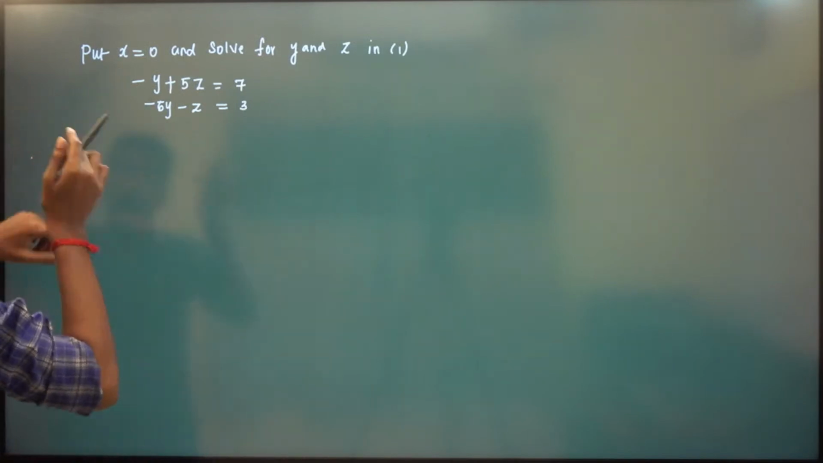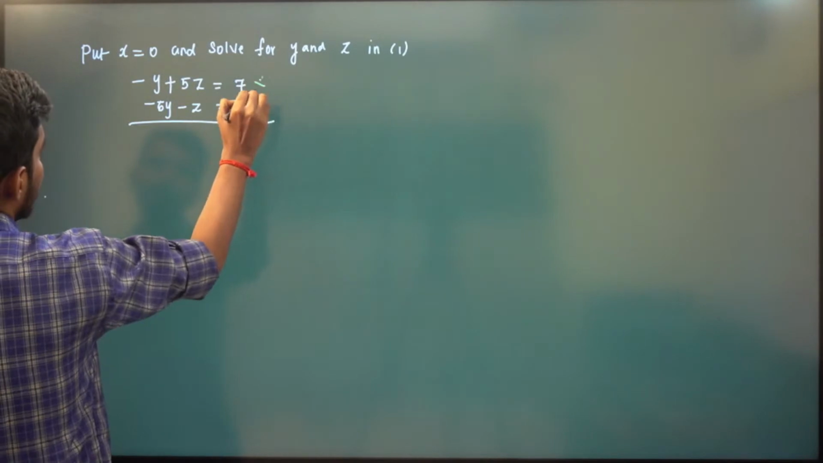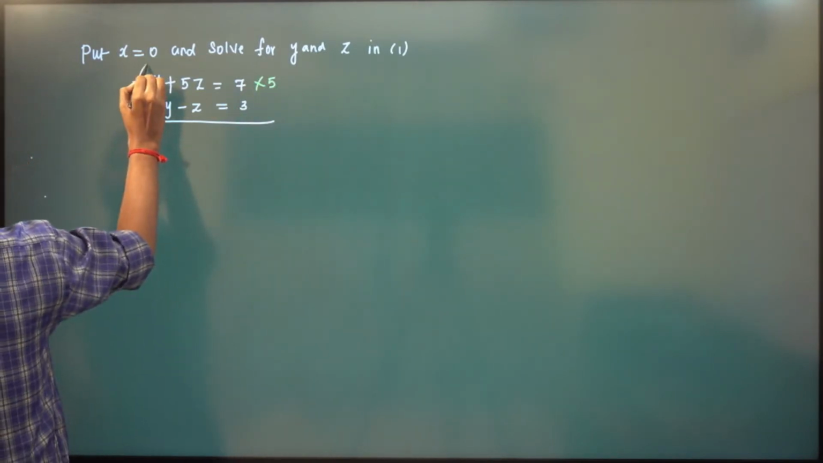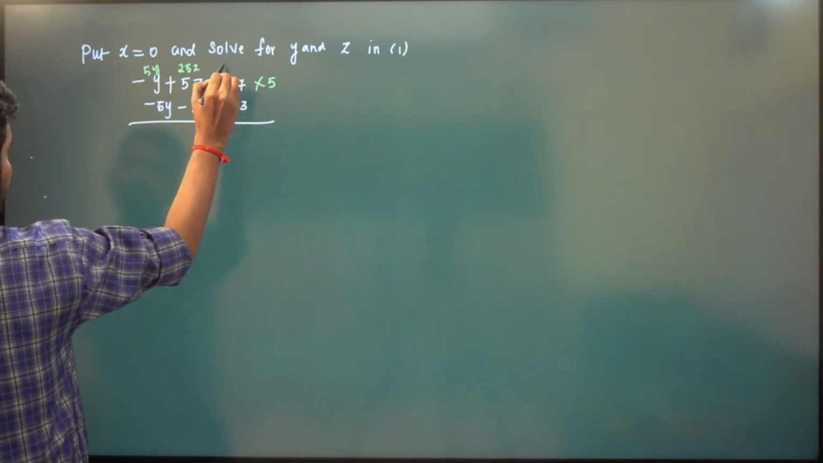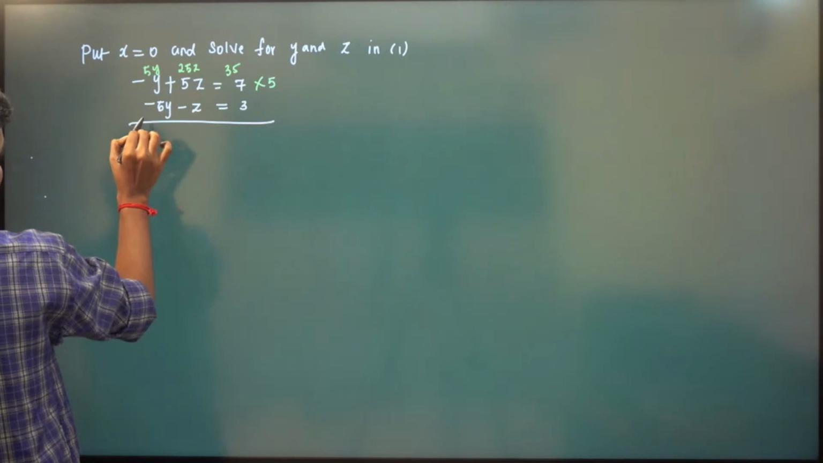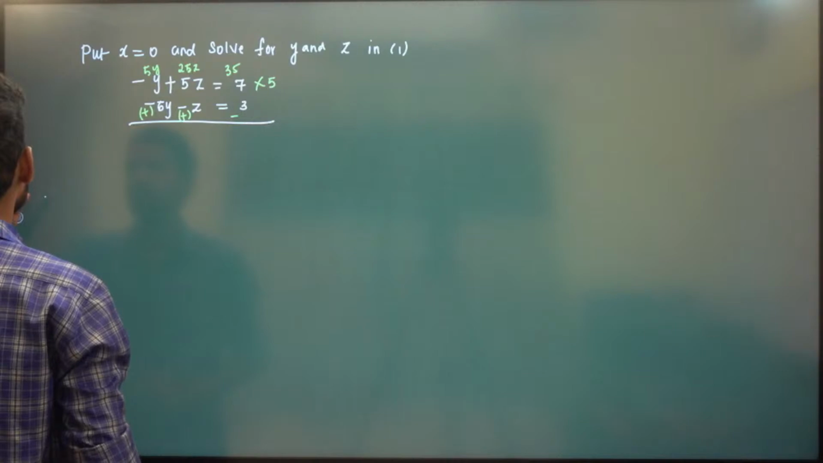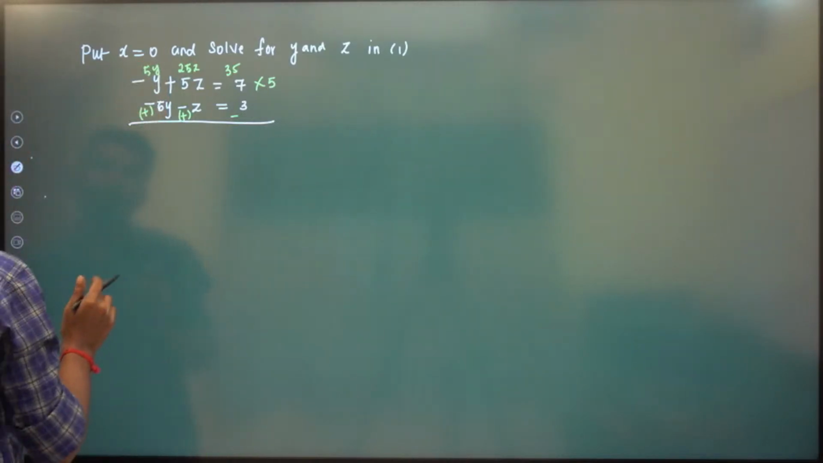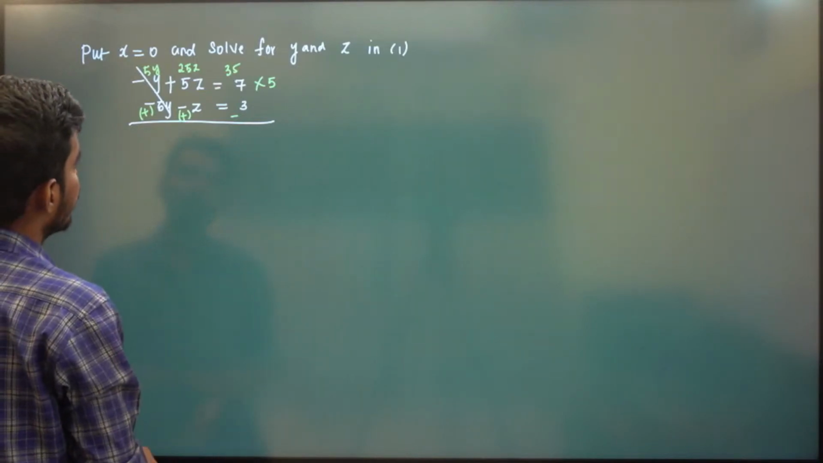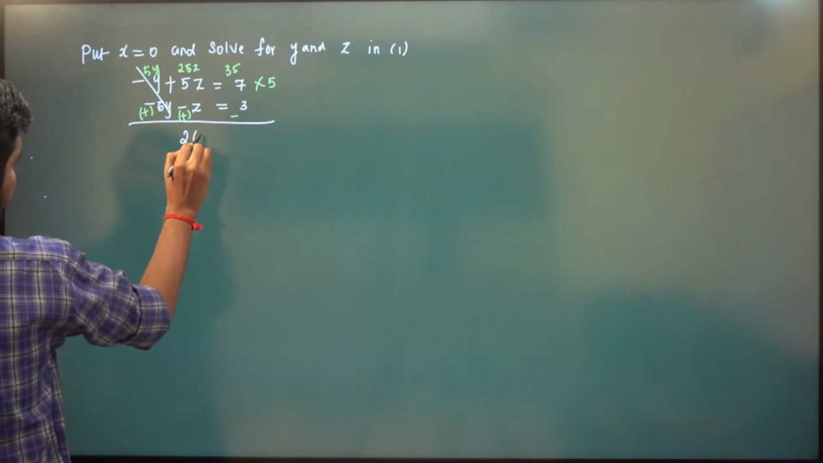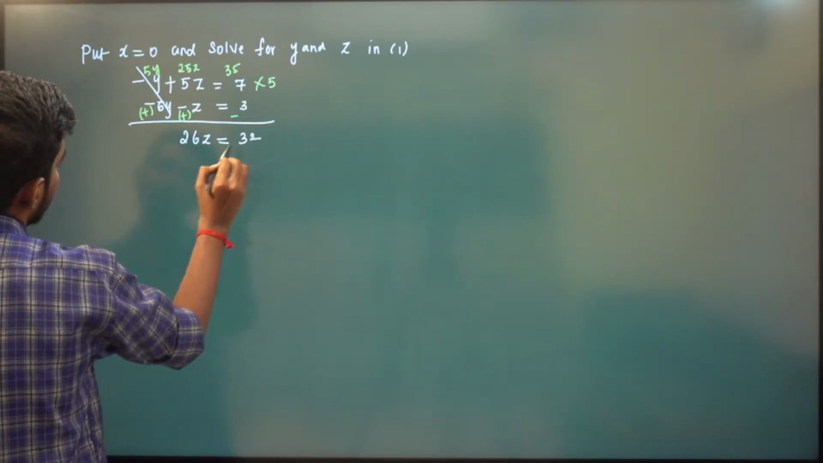So let us multiply by 5 here. So this will be 5y, this will be 25z, this will be 35. Now you need to multiply by minus, this will be plus, this will be plus, this will be minus. So 5y minus 5y plus 5 will get cancelled. 25z plus z, 26z is equal to 35 minus 3, which is 32.